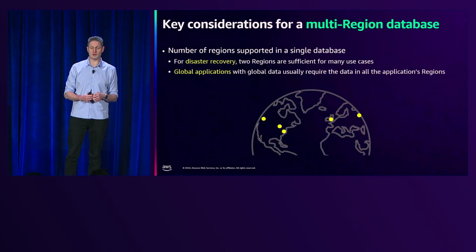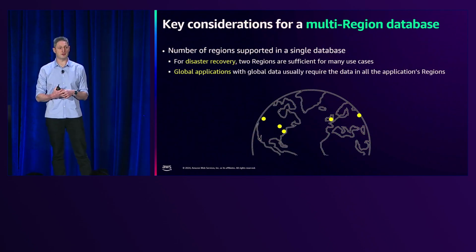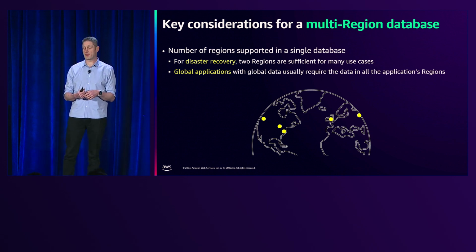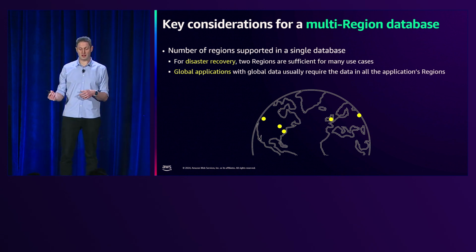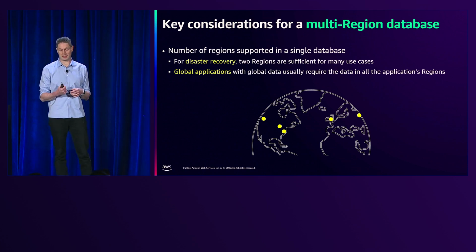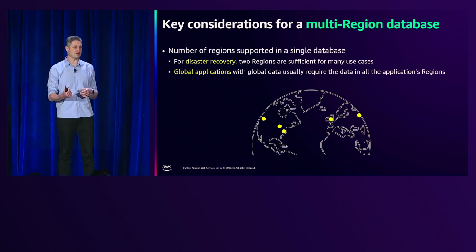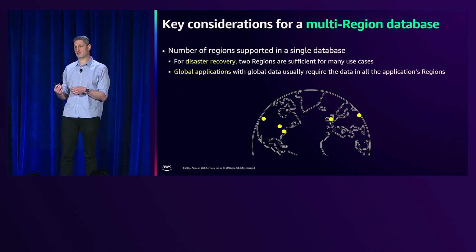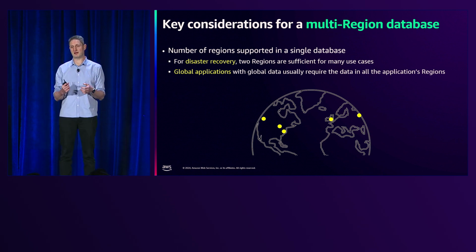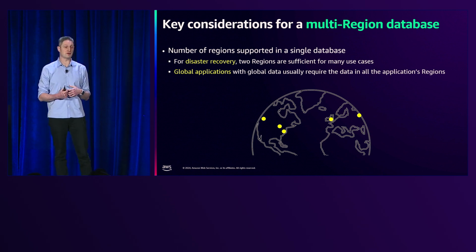All right, so we talked about synchronous versus asynchronous. We talked about active-passive versus active-active. Another consideration is the number of regions that the single database can support. For disaster recovery, typically 2 regions are sufficient, but for global applications with global data, they typically need the data to be available in all of the regions, and therefore the database needs to support multiple regions.